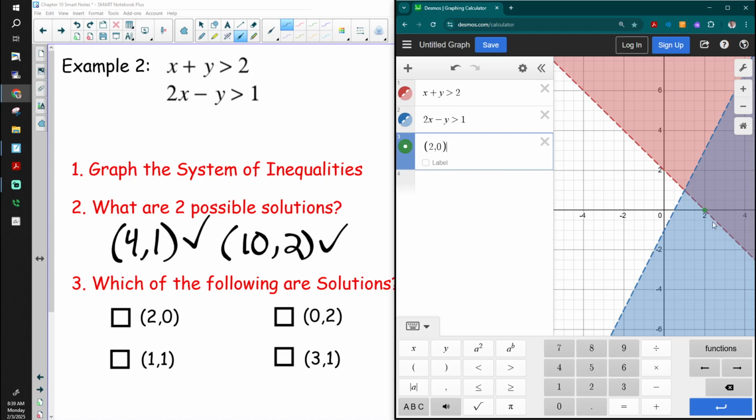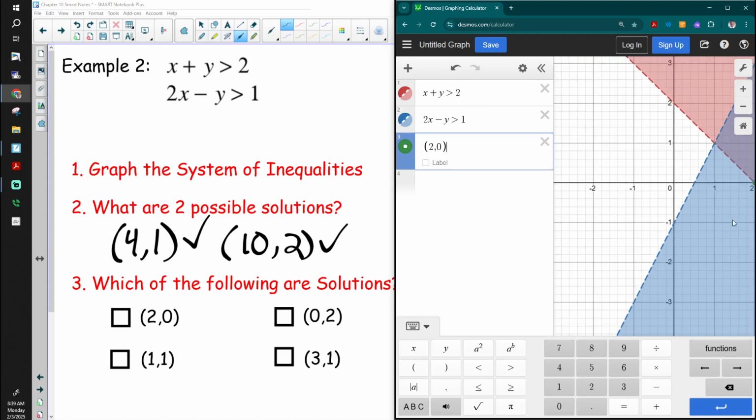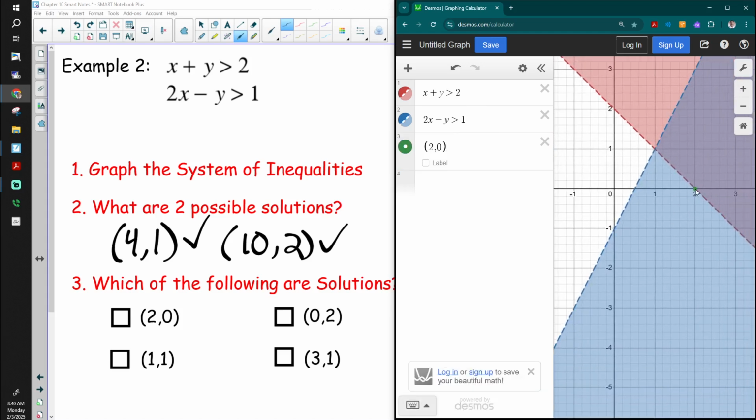Find it right there. Do you see it? Is 2, 0 a solution? Is it in both my red and my blue? A good way to tell, too, is let's hide one of them. Is that green dot in the blue area? Yeah, it's definitely in blue.